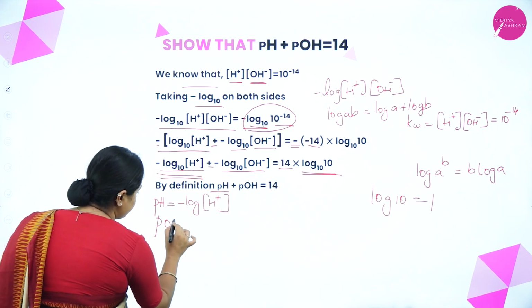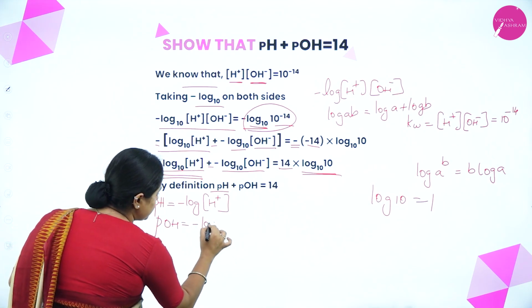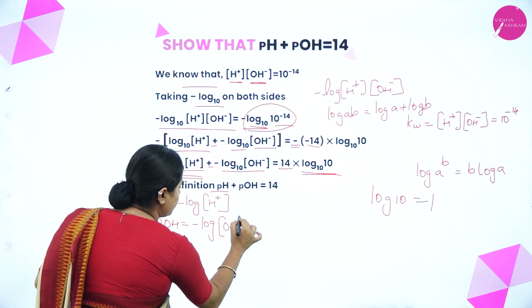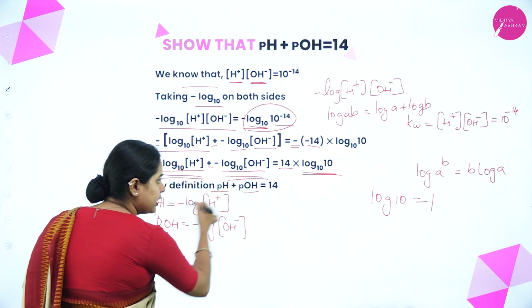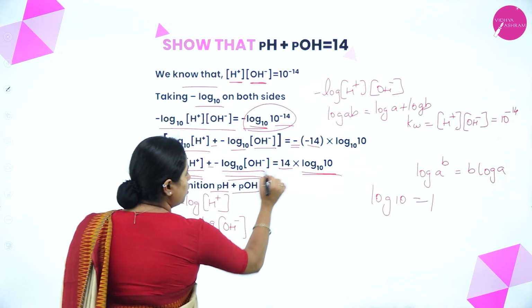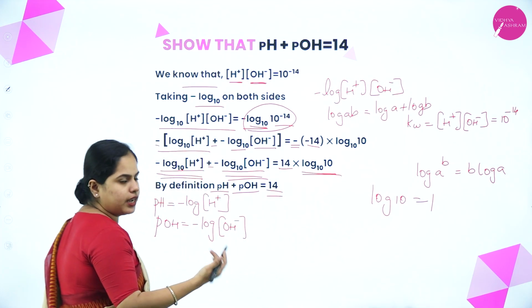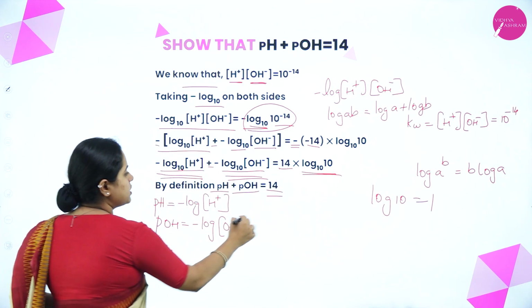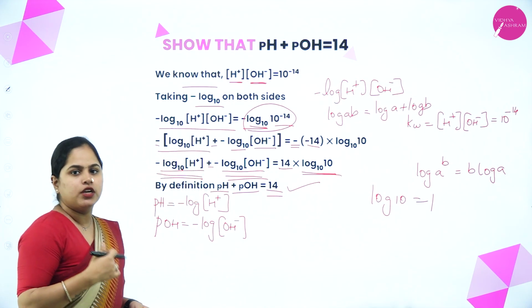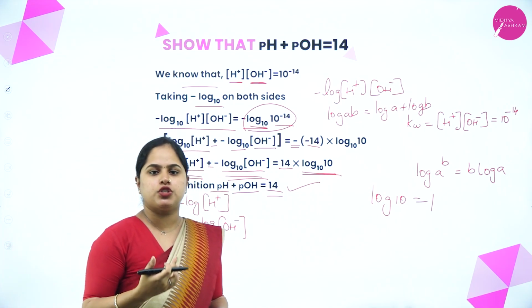Now what was the equation we studied for pOH? That is minus log molar concentration of OH minus. So instead of this one, can I write it as pOH? Which will be equal to what? 14. Log 10 is 1, right? So what it is? 14. So this is how you derive this equation. So we showed that pH plus pOH is equal to 14.